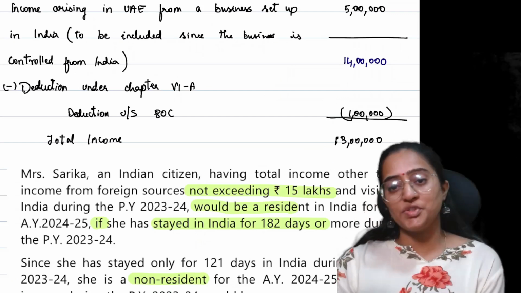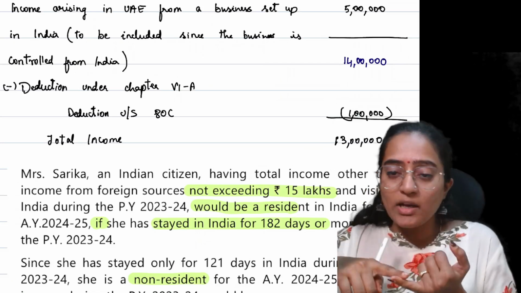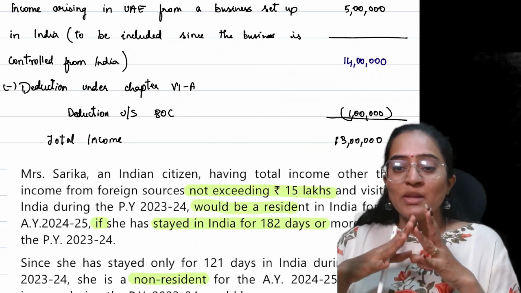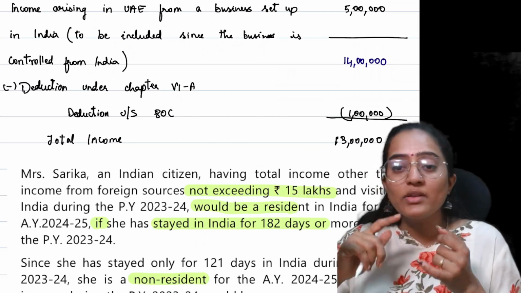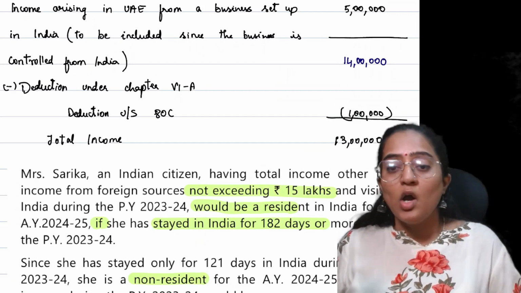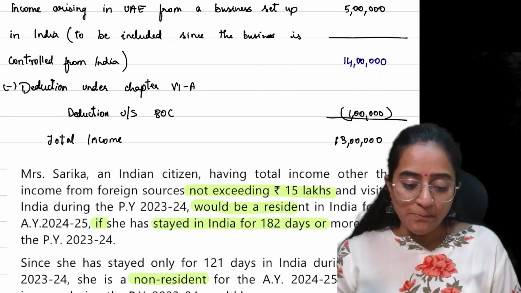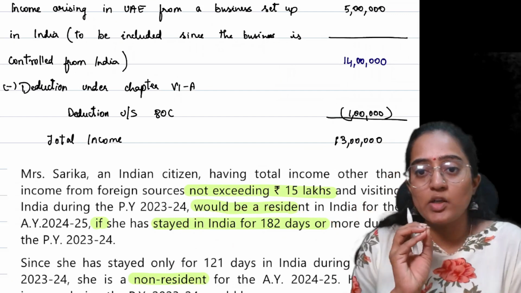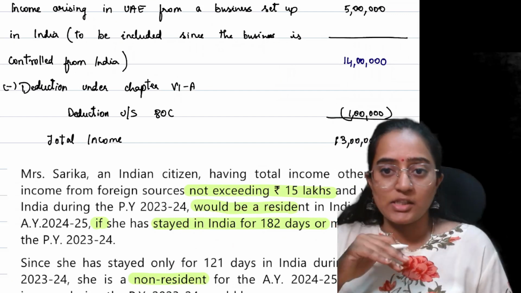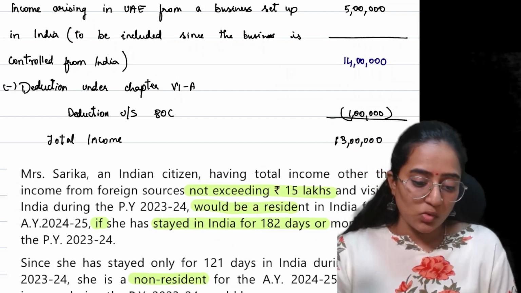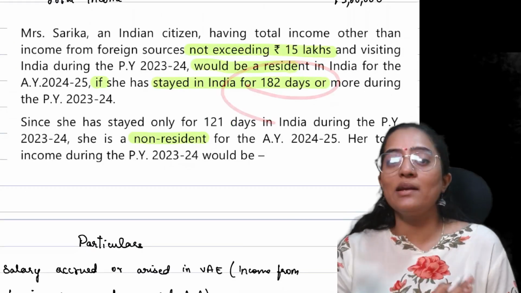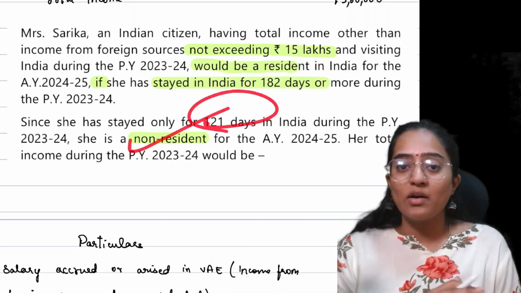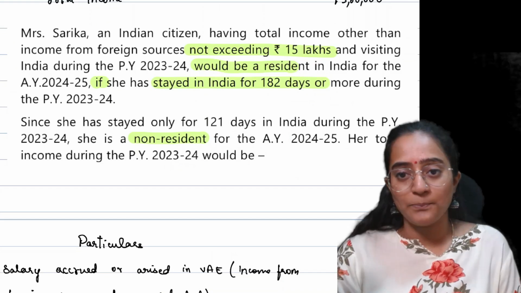Now the basic provision is applicable. If an Indian citizen moves out of India for the purpose of employment outside India, only the first basic condition applies. If she stays in India for 182 days or more, she is considered a resident. If not, she is considered a non-resident directly. As she is staying for less than 182 days, that is 121 days, she is treated as a non-resident.